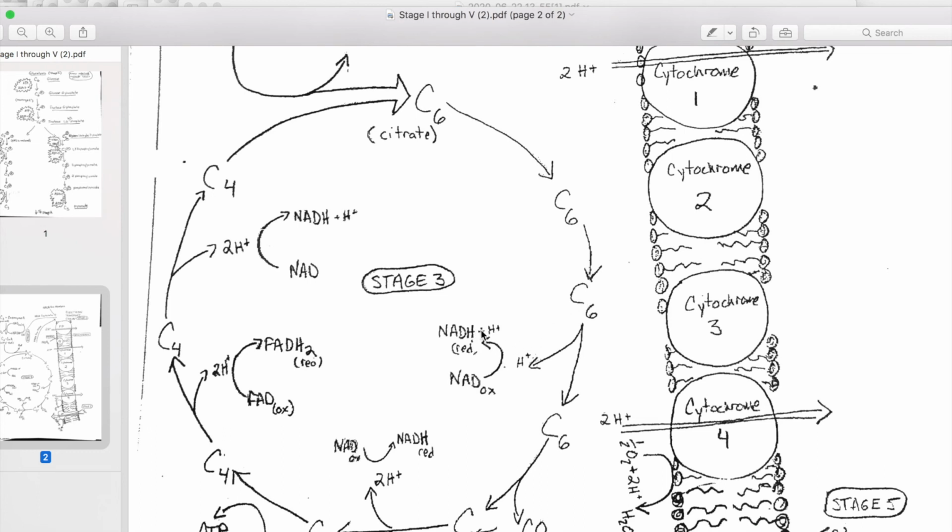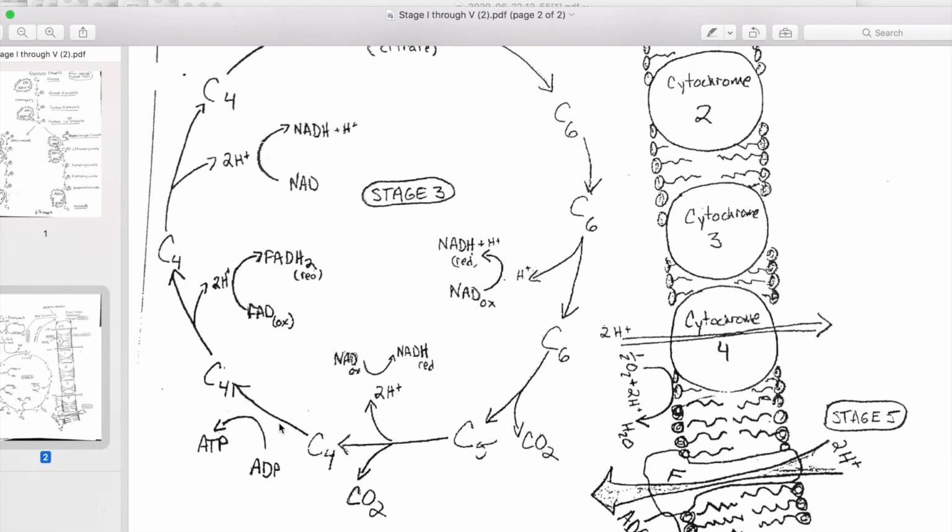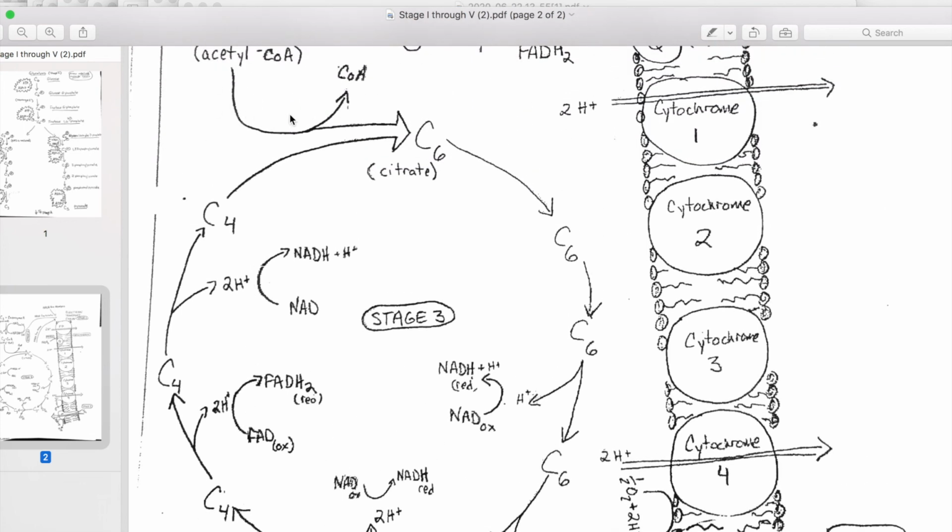And on many of these steps, 1, 2, 3 of these steps, you're going to make a reduced NAD molecule, make NADH. In one of those steps, you're going to make a reduced FAD molecule, FADH2. And in one of those steps, you will make ATP if you're a plant and GTP if you're an animal. And then you're also going to get rid of a couple of carbon dioxides as the molecule goes from 6 carbon to 5 carbon to 4 carbon. At the end of this cycle, that 4 carbon molecule is added to another 2 carbon molecule.